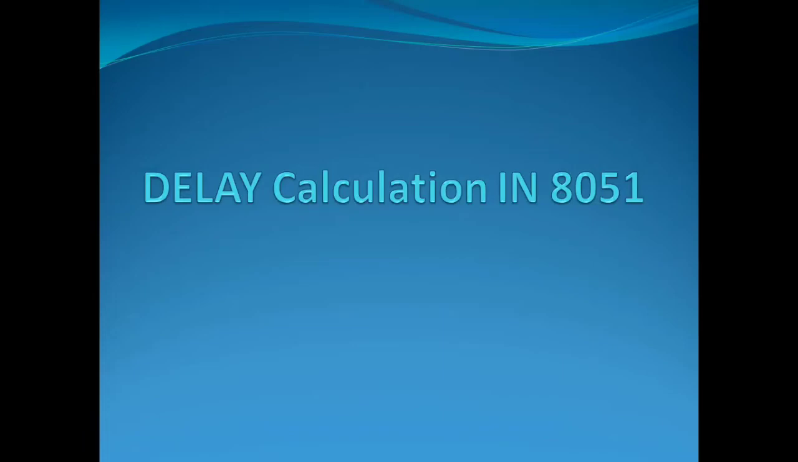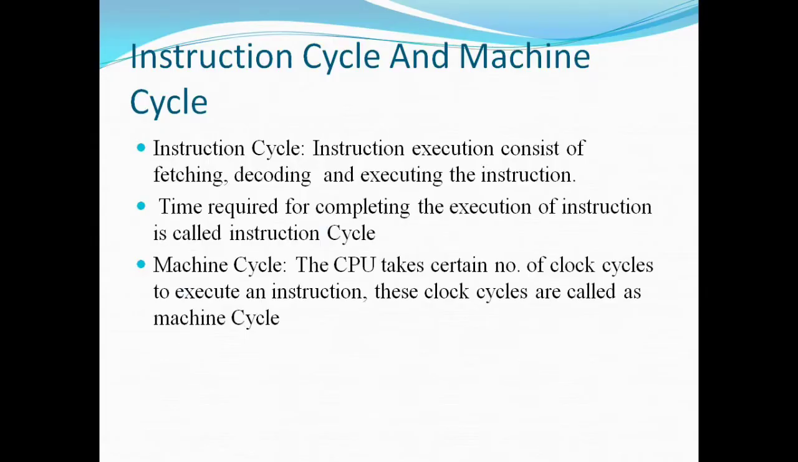Hello and welcome to the video lecture on delay calculation in 8051 assembly. First we will understand the meaning of instruction cycle and machine cycle. The time required for completing the execution of an instruction is called the instruction cycle, and the CPU takes a certain number of clock cycles to execute an instruction, and these clock cycles are nothing but machine cycles.